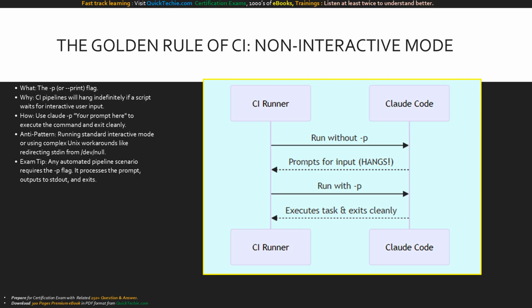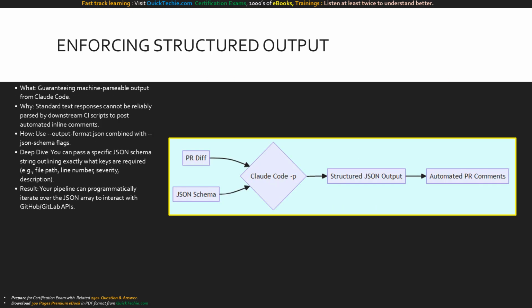This sequence diagram illustrates the difference perfectly. On the top path, running without the flag causes the pipeline to hang waiting for input. On the bottom path, adding the -p flag ensures Claude executes its task and cleanly returns control back to your CI runner. Now that Claude is running without hanging, how do we use its output?